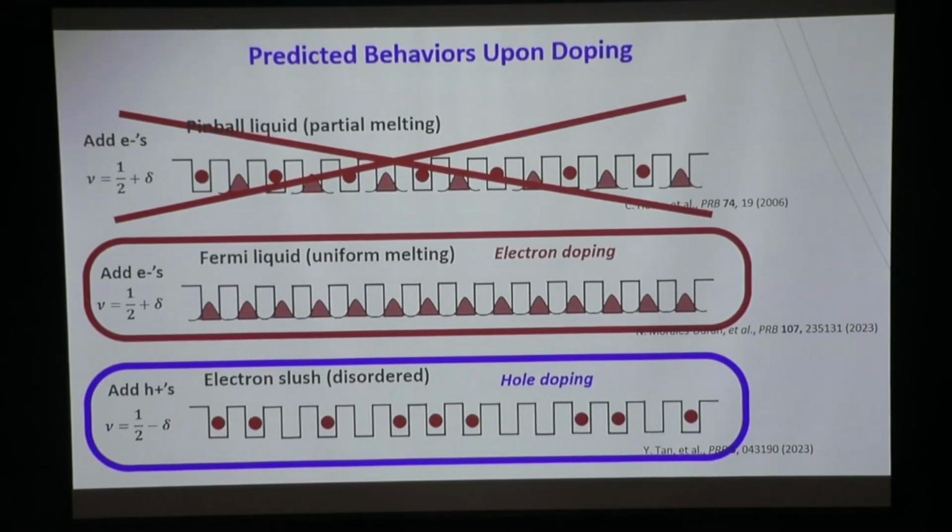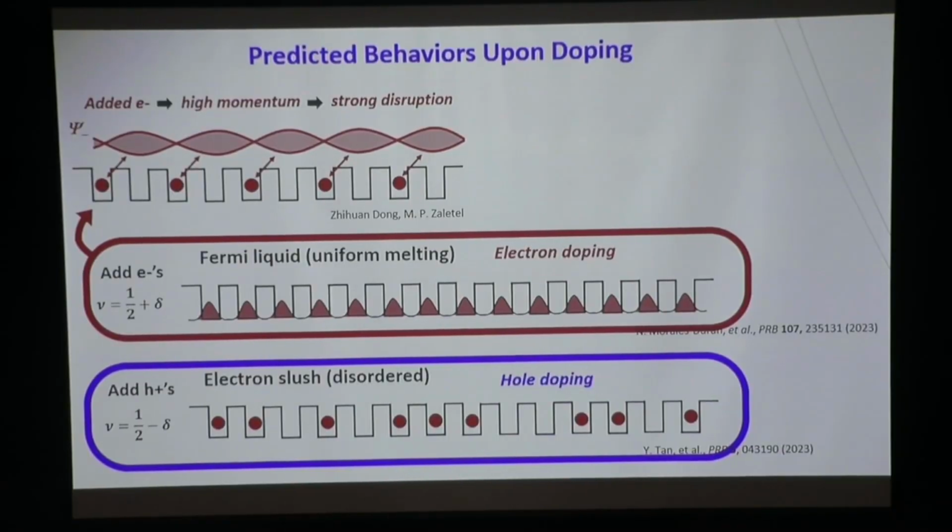But the question in our minds is, why did we see this asymmetry? Why did we get uniform melting for the electrons? Why did we get disordered electron slush for the holes? That really confused us. We had no idea why that was. But then we got some help from Michael Zaletel's group.